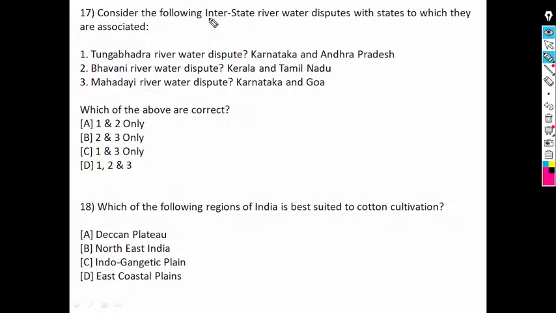Next, consider the following interstate river water disputes with the states which are associated. Tungabhadra river water dispute, that is in Karnataka and Andhra Pradesh. Bhavani river water dispute between Kerala and Tamil Nadu. Then Mahadayi river water dispute between Karnataka and Goa.